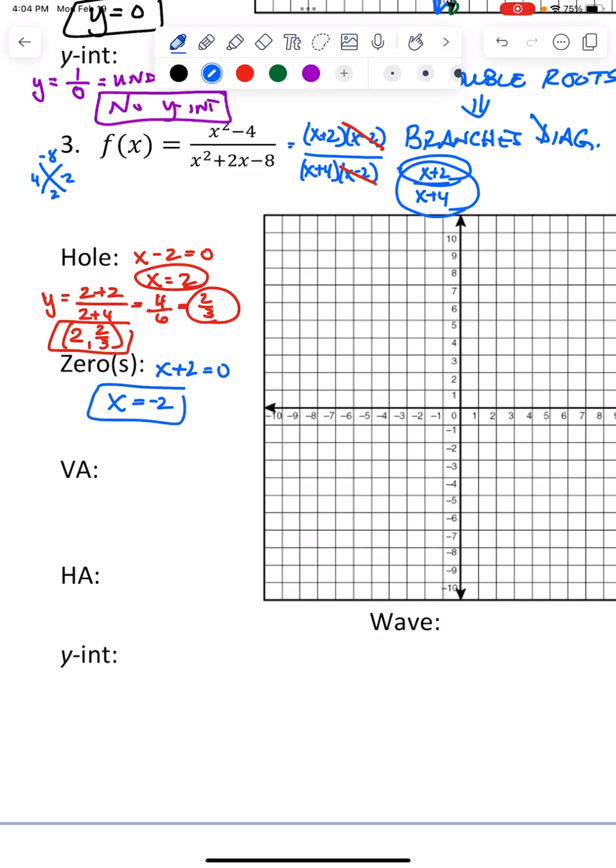So at negative 2, vertical asymptotes come from the bottom. So x plus 4 equals 0. So x equals negative 4.